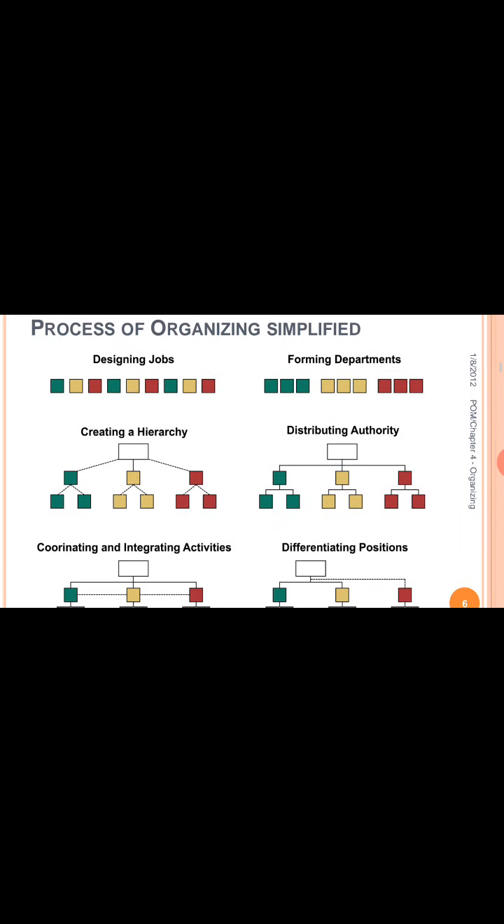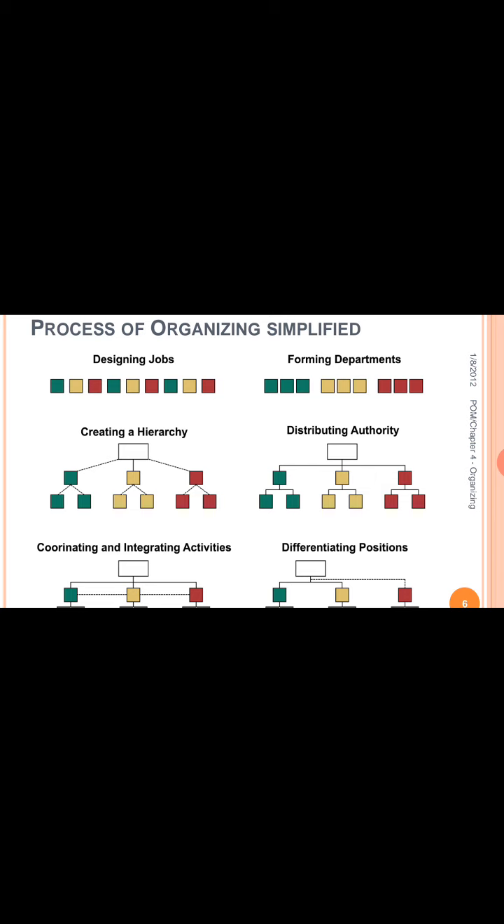First is designing jobs. You can see there are a number of boxes here in different colors, which help us understand the different jobs we are going to perform. There is a green box, yellow box, then red, then green, yellow, red. These are the different jobs which we have identified. If we remember the process of organizing, it started with identifying the activities which we are going to do. After that, next is forming departments, according to the similarity of the work.